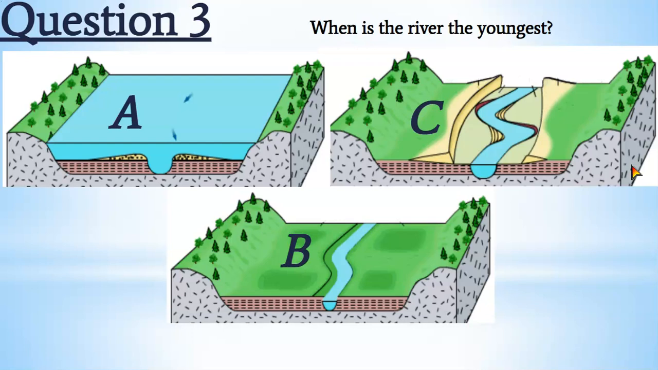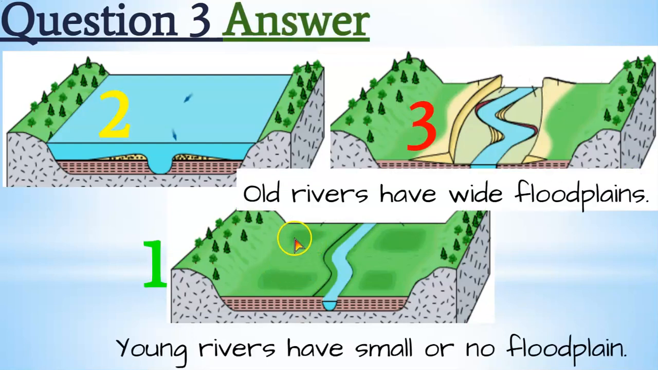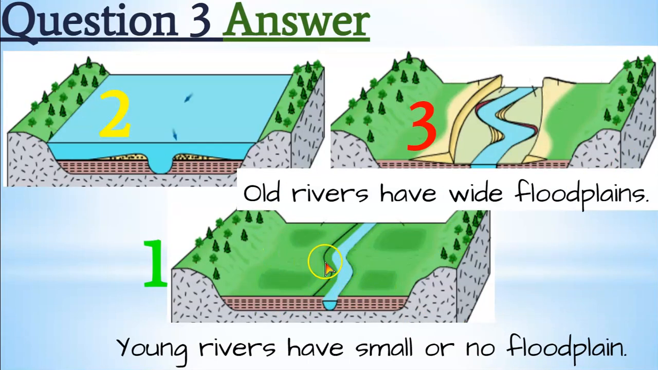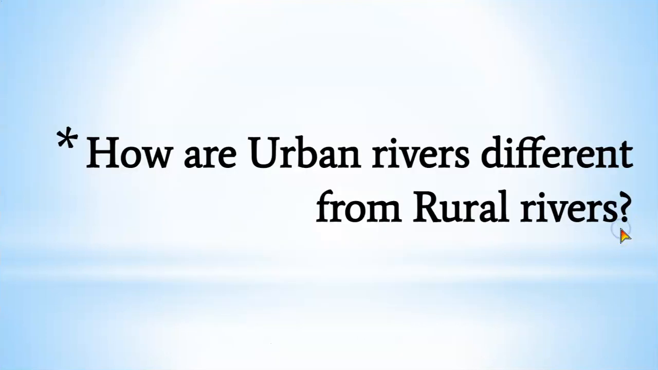So look at the pictures here. Which river is the youngest, A, B, or C? Okay, correct answer here would be, I believe, B down here, right? So down at the bottom here, it's young, so it's very narrow, no floodplain. Then you have some flooding happen, and then you end up with the floodplains occurring here.